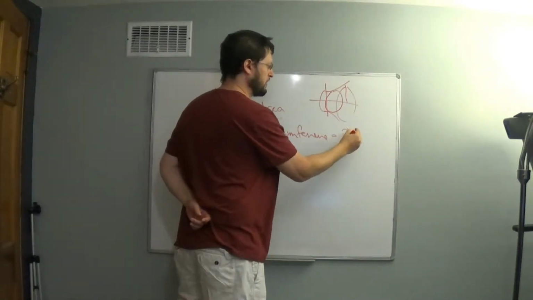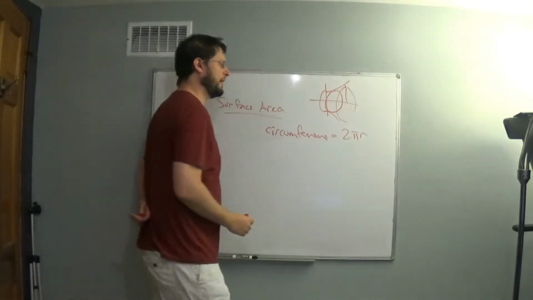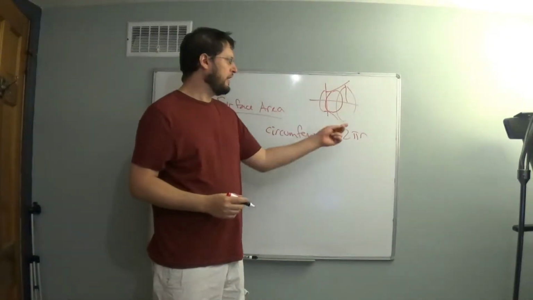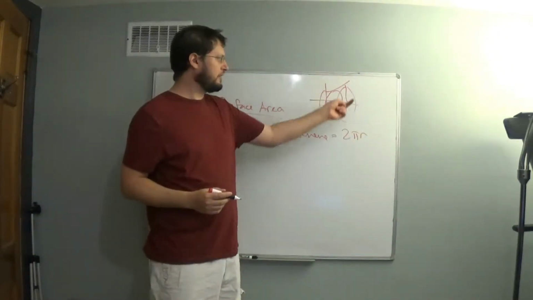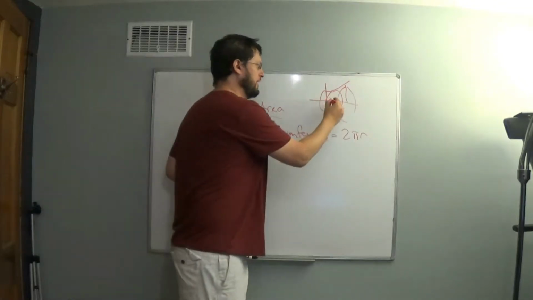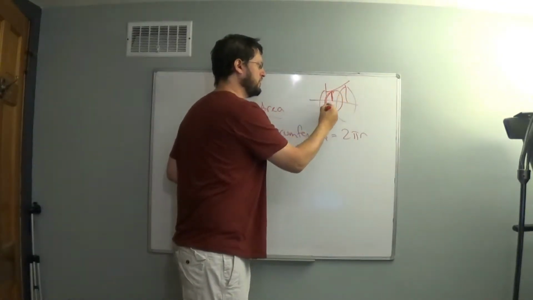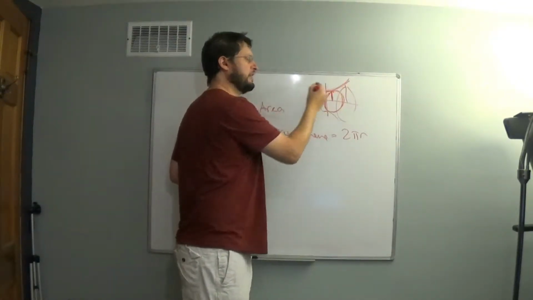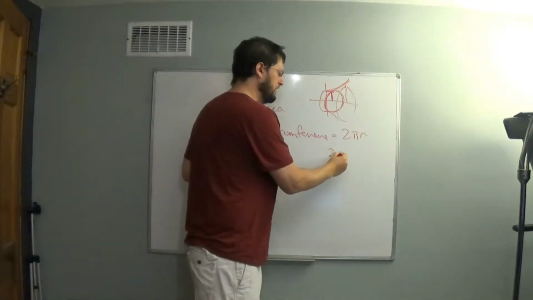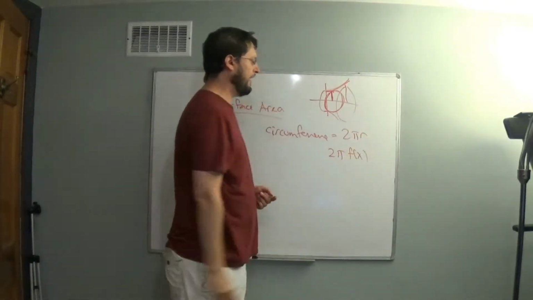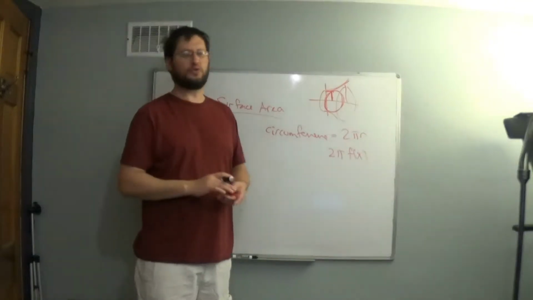And the circumference of a circle is 2 pi r. And what is the radius? The radius of that circle is really just the function height. If we look right here, the radius of the circle that I get when I rotate it around is the height of that function. So we're going to see this 2 pi f at x in our final formula.